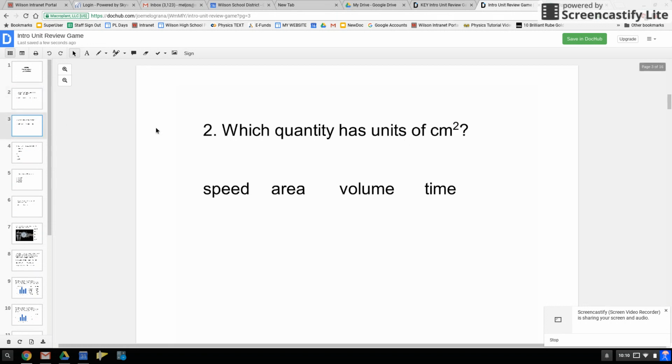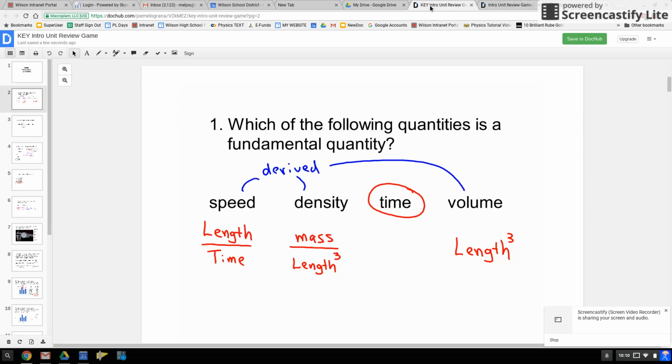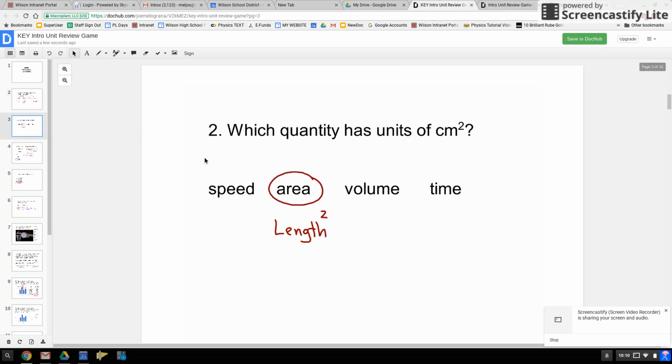Okay. Which of these quantities has the units of centimeters squared? Also could be said as square centimeters. Right? And that would be area. All right, pretty straightforward. Take one length dimension times another.